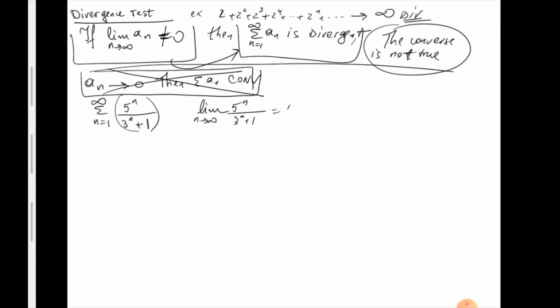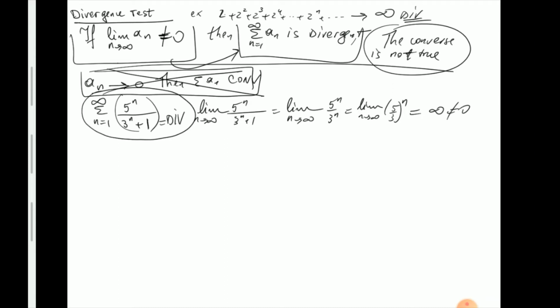This leads to a comparison. It's an infinity over infinity case. 5 to the n over 3 to the n. That's 5 over 3, which is greater than 1, to the n. And that's going to be infinity. So this obviously is not equal to 0, which means the summation given here, the infinite sum, is divergent.